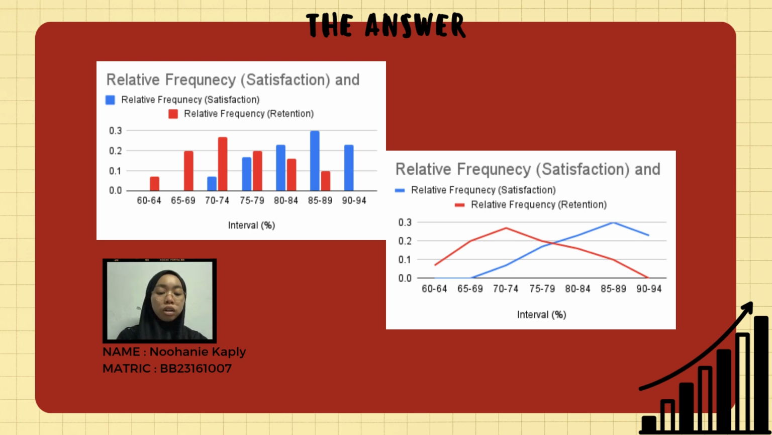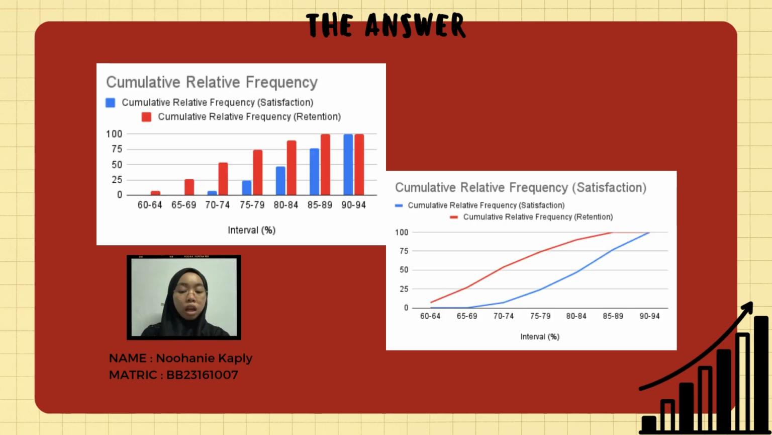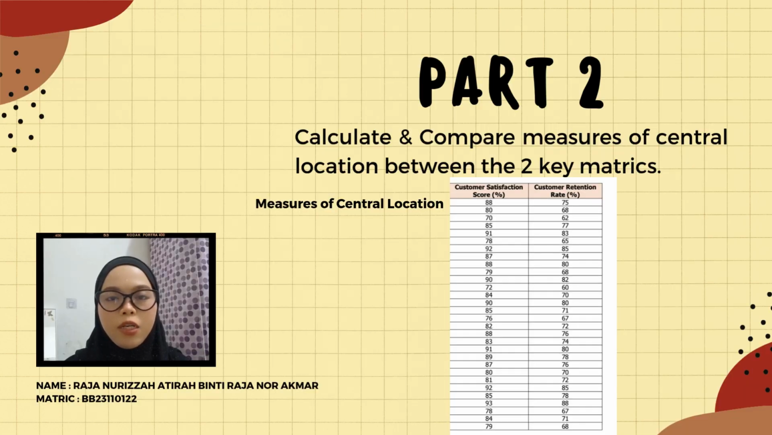Now let's take a look at the relative frequency for satisfaction and retention on the table chart based on 30 local businesses. As you can see, the relative frequency chart is not really consistent. It gets higher but also lower at the end. Now we move to the cumulative relative frequency chart. As you can see, the chart keeps increasing, unlike the relative frequency, and the highest score is 100%.